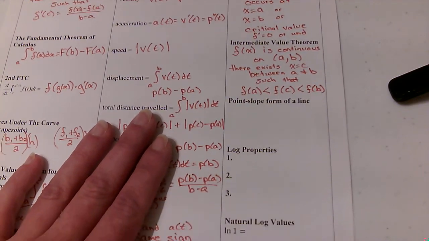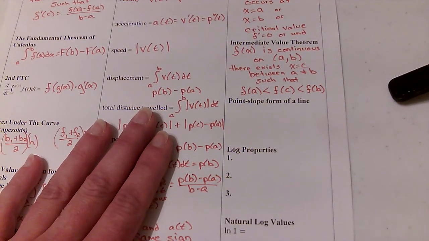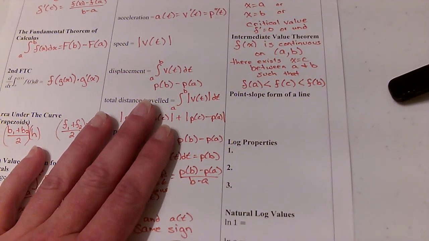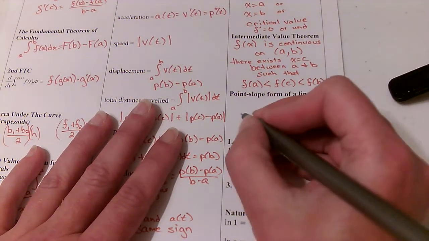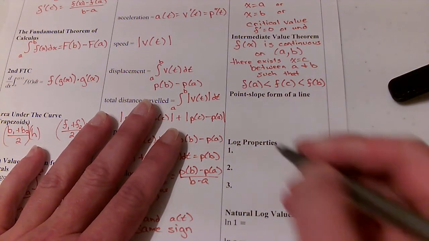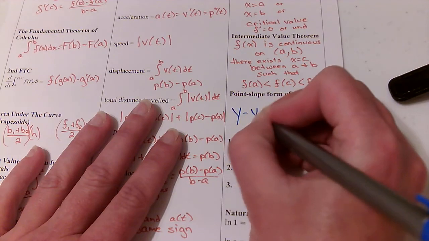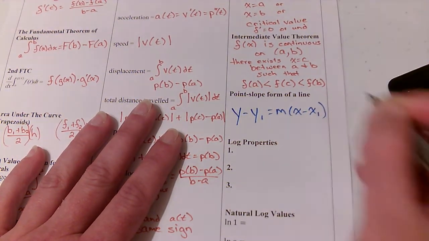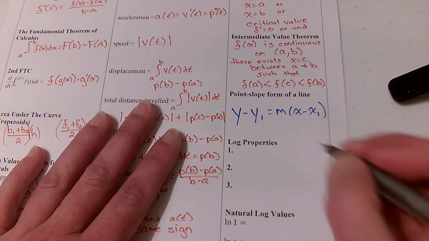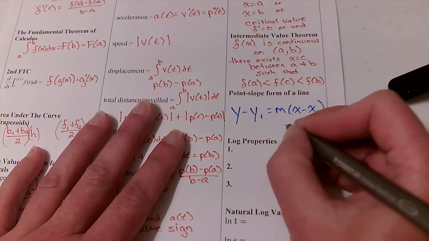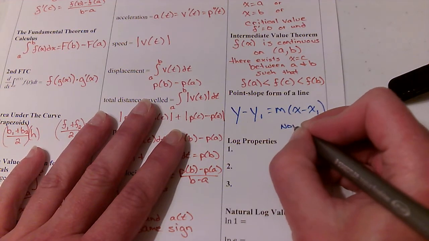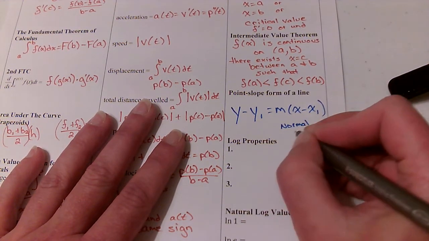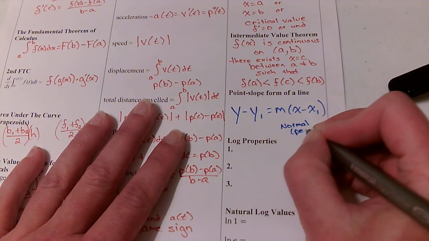Now these next few things are things from Algebra 2, from Precal, that we just need to remember. Point slope form. Y minus y1 equals m times x minus x1. Very important. Also, I might say that if they ever ask for a normal line, that means perpendicular.